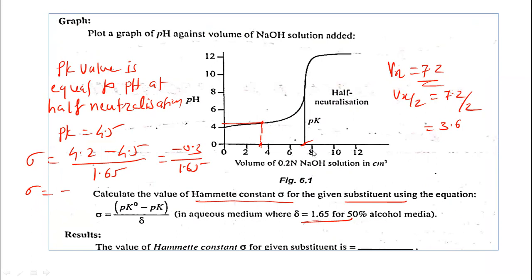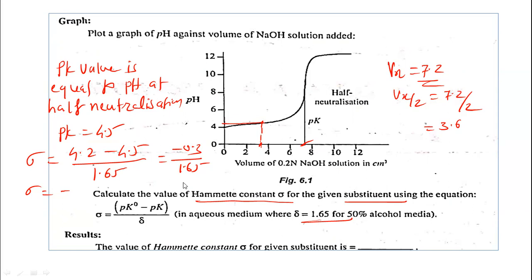This is the complete neutralization. Then we can determine the pK value at half neutralization here. We determine the corresponding pH at half neutralization, and according to that we will get the Hammett constant. So in the result we have to write the value of the Hammett constant sigma for the given substituent. This experiment is very simple. Just by performing the titration, we will measure the pH of the solution.